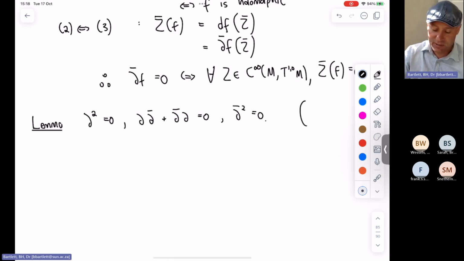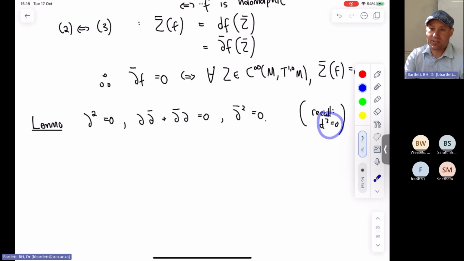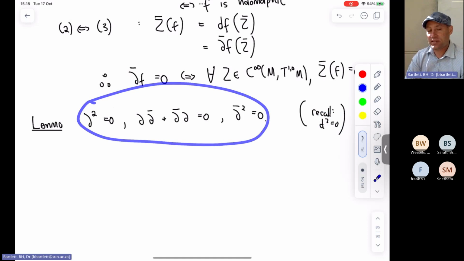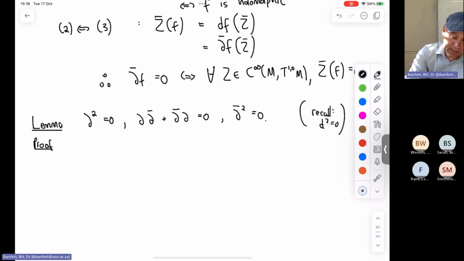Recall that d squared is equal to 0. So now I've got a refinement of that at the level of the del bar operators. At the level of the exterior derivative operator, all I can say is that d squared equals 0. At the level of the del bar operators, I've got a refined set of equations. So let's prove this. Well, I know that d is equal to del plus del bar.